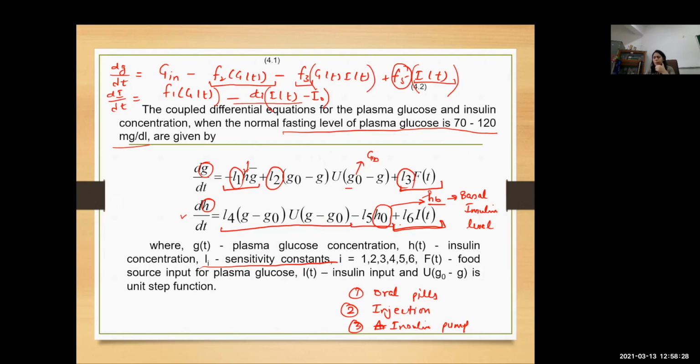So that's how more complicated models can be developed, with more and more conditions included. It will be more complicated for the sake of computation, for the sake of stability analysis and all other things, but it will represent the real life situation in a closer way. So that's what we have discussed, how a working model can be converted into a mathematical model for diabetes.